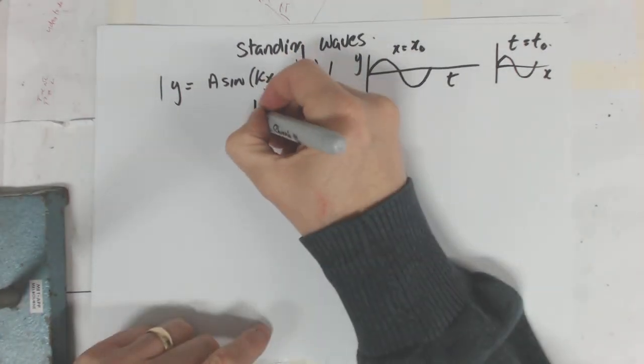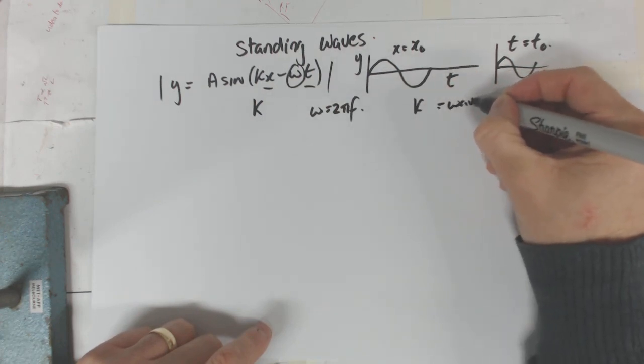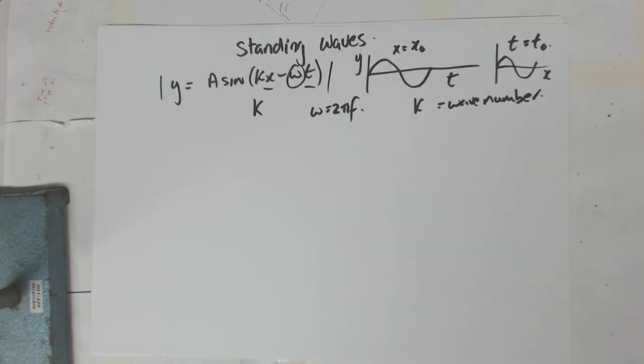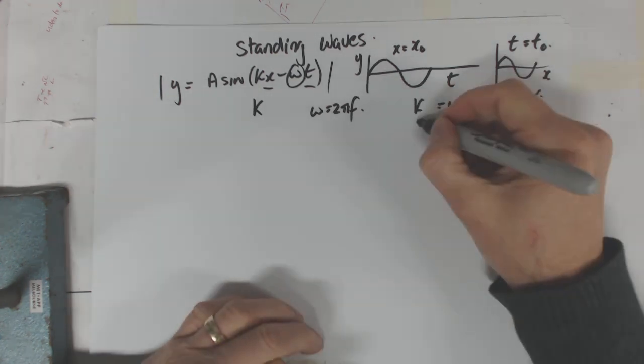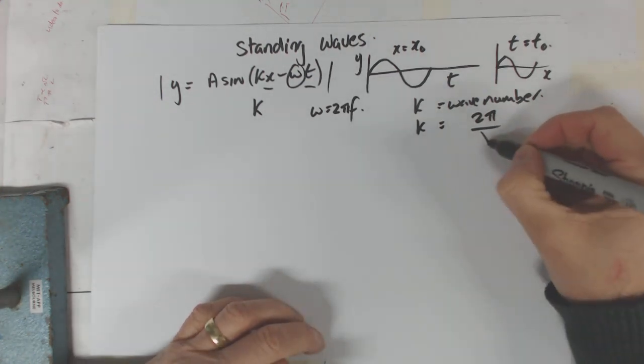But we've got a new thing in here called k, and k is our wave number. Basically, a wave number is going to give you the size of our wave. What you've got to ask yourself with any wave is, it's got a wavelength, but how many wavelengths fit into a meter? And that's where our little k comes in. So k actually equals 2 pi over wavelength.